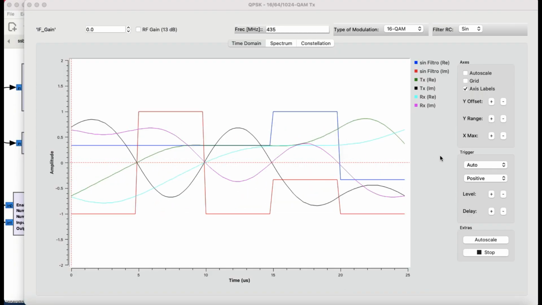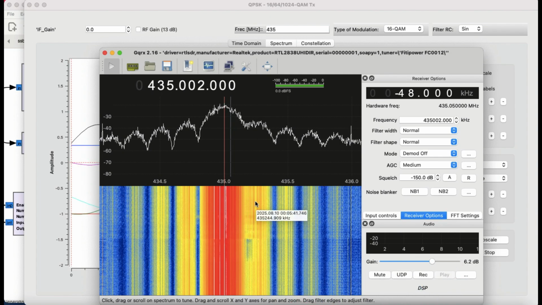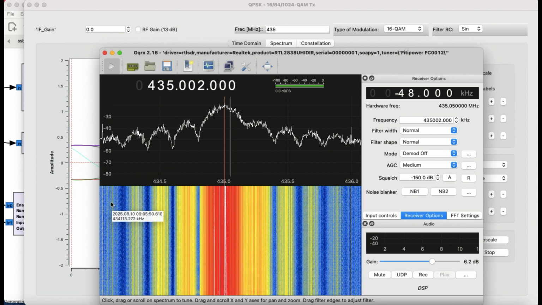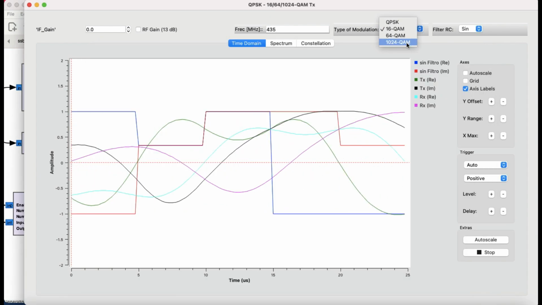Expand this flow graph, and by default it is 16 QAM. We're also monitoring this on GQRX, and this is what it looks like at 16 QAM, guys. Notice these lines are quite spread out. But when you go to a higher modulation scheme, these yellow lines will shrink, and with a lower modulation scheme, they will spread out more. Let's quickly look at 1024.